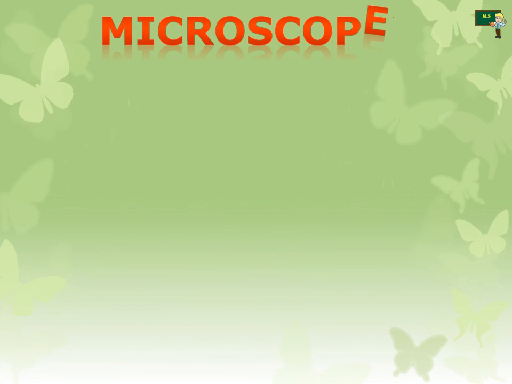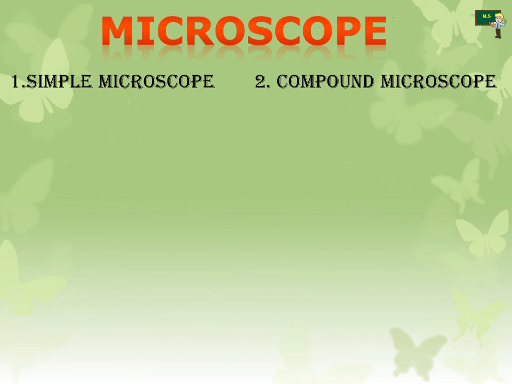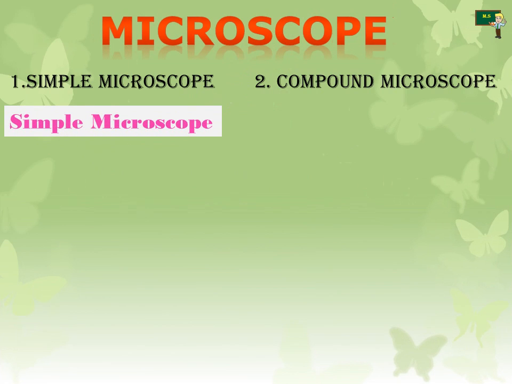Now, after these defects in the eye, let's move into microscopes. There are two types of microscopes. One is the simple microscope and the other one is the compound microscope. First of all, let's see what we mean by a simple microscope. This is an optical instrument which helps to see tiny, very small objects.